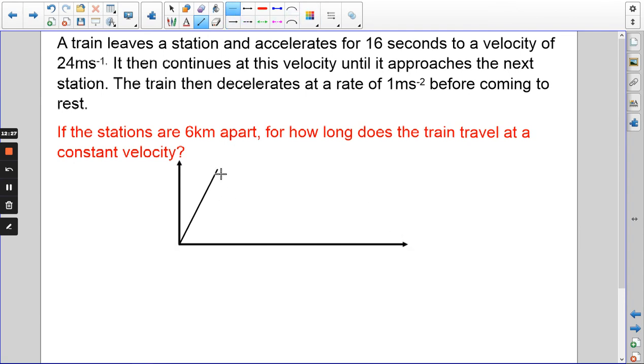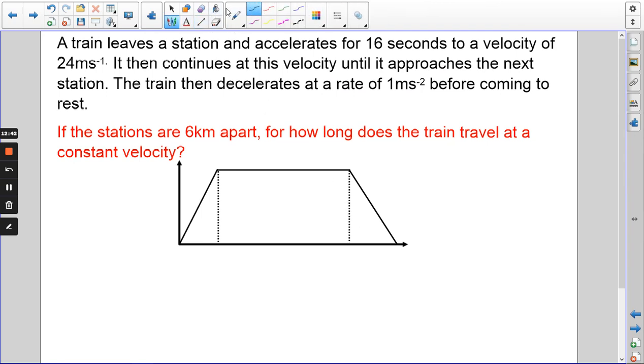The train accelerated, travelled at constant velocity, and then came to rest further down the track. So a 3-part question again. So let's just get my graph ready and I'll add bits to it as I calculate them. So we've got stage 1, stage 2 and stage 3.